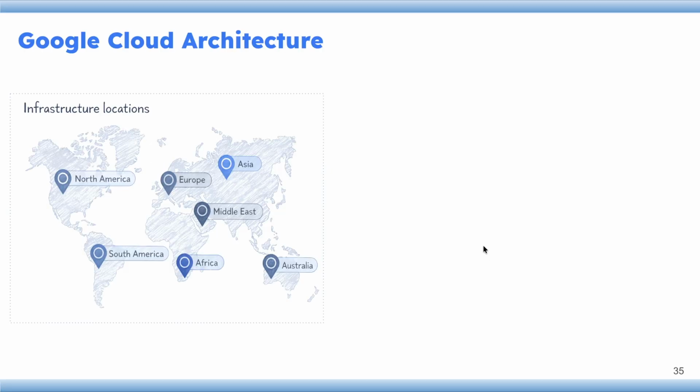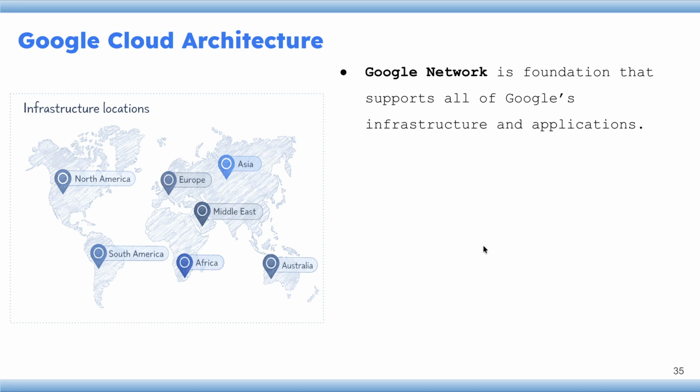As we previously discussed, the Google network is part of the foundation that supports all of Google's infrastructure and applications. Google's network is the largest network of its kind, and Google has invested billions of dollars over the years to build it. This network is designed to give customers the highest possible throughput and lowest possible latencies for their applications.